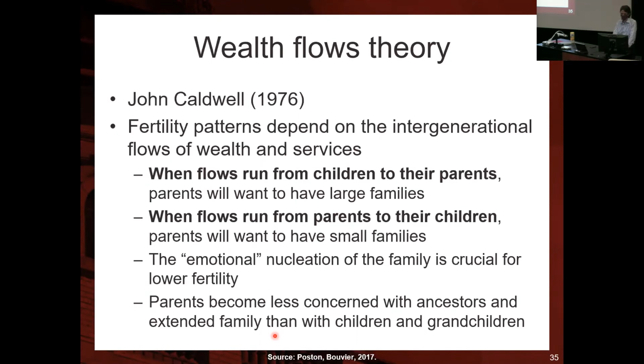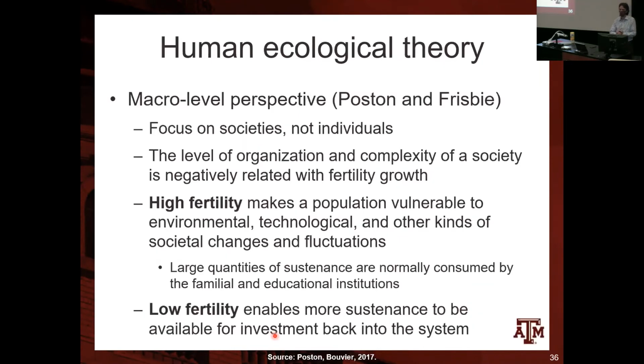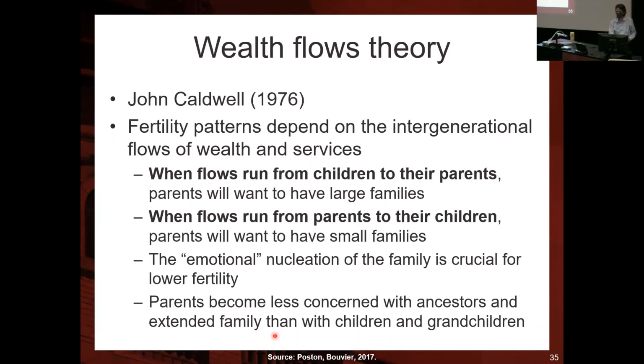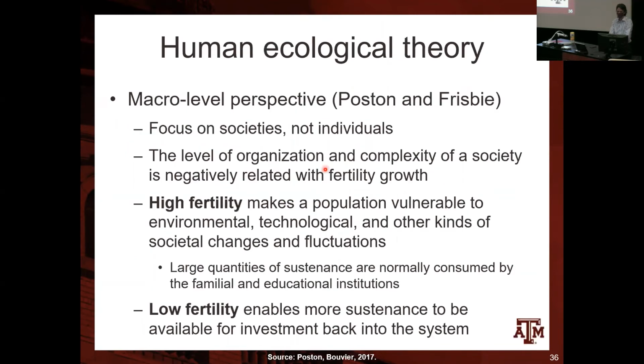The human ecological theory tries to explain changes in fertility through a macro approach. In the previous case of wealth flows theory, we are talking about a more micro approach: people deciding to have fewer children or more children. In the human ecological theory, we have a macro level perspective. We are not looking as much at individual decisions. We are looking at information at the aggregate level for the full society.